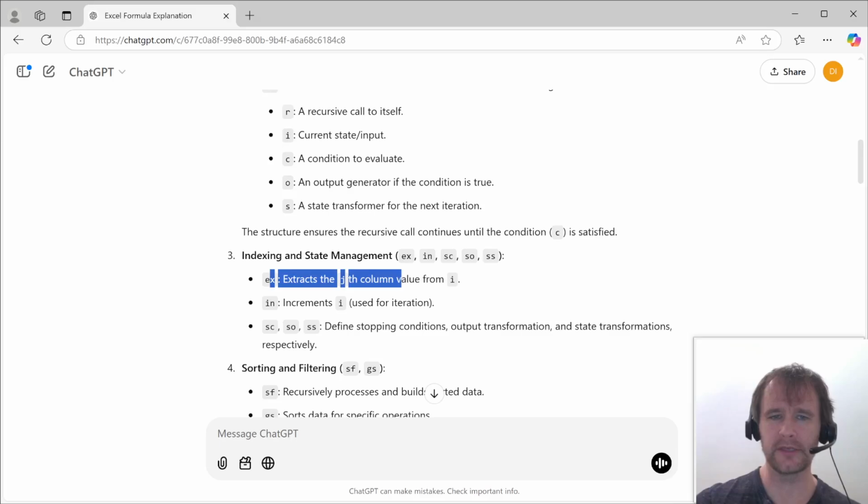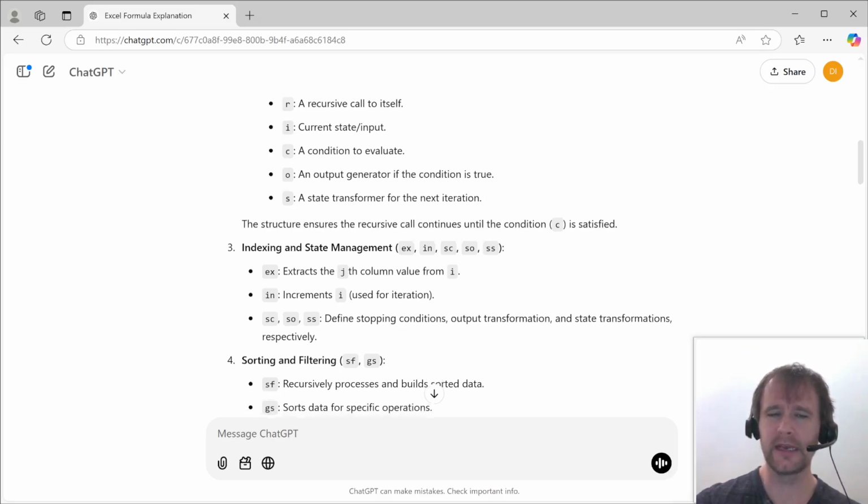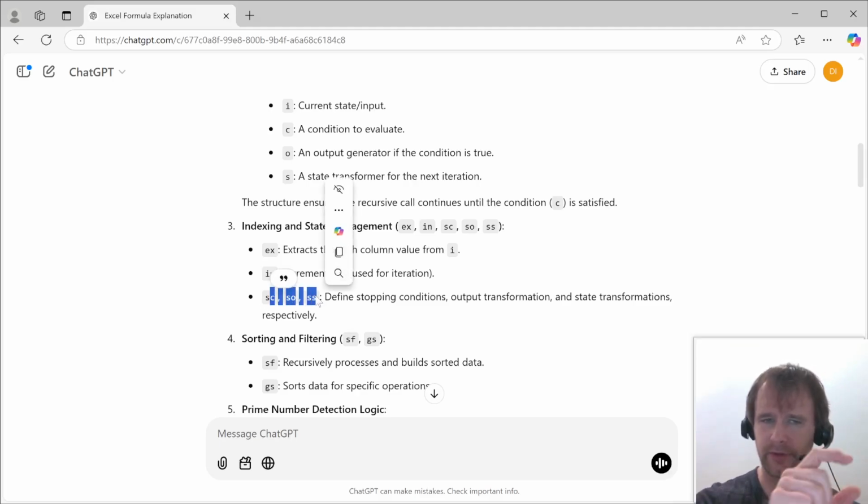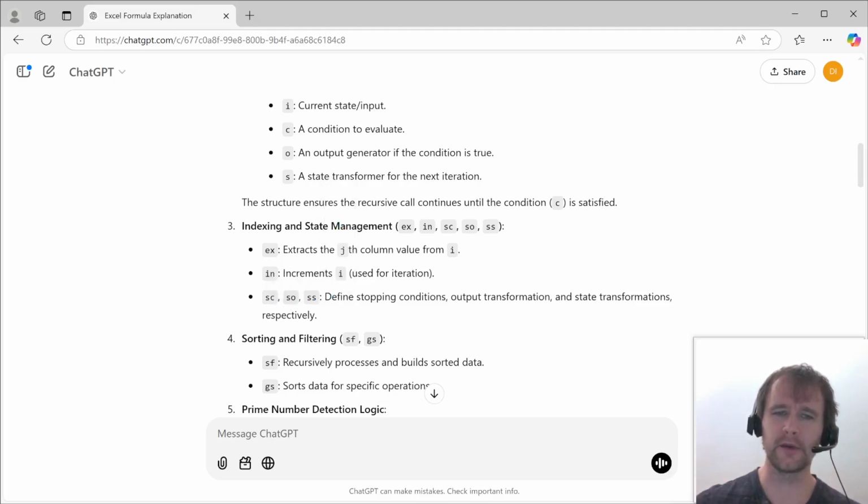Indexing was indeed about extracting, extract was indeed about extracting a value, in was indeed incrementing. And then it kind of went off the rails. So it says here SC, SO, and SS, which were the 3 functions that make up the subtraction function, define stopping conditions, output transformation, and state transformations respectively. True, but for what? Don't know. Then it described SF and GS as sorting and filtering, which I guess was taking clues from the name, or maybe from the fact that the sort function appeared in the GCD definition.